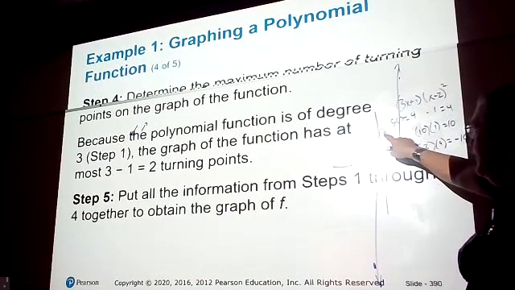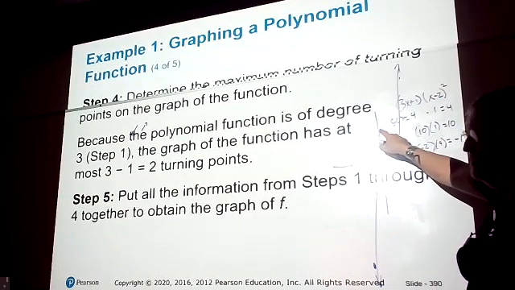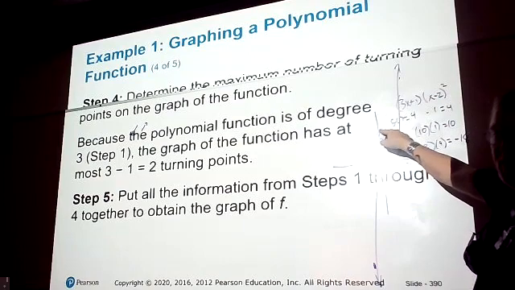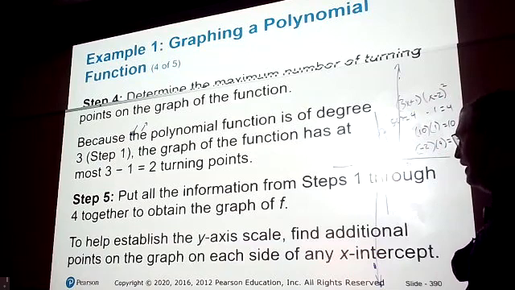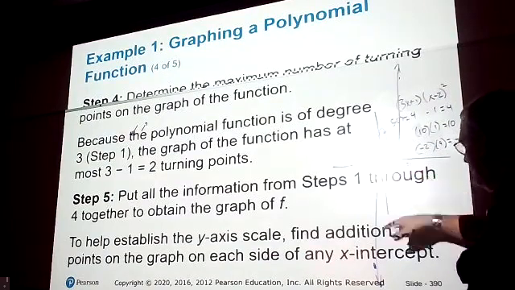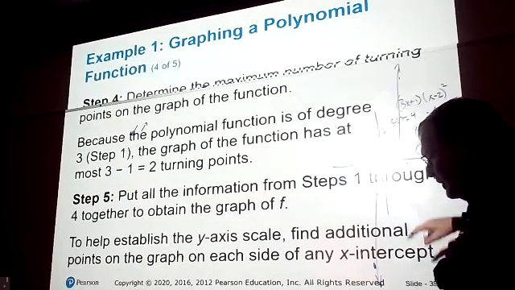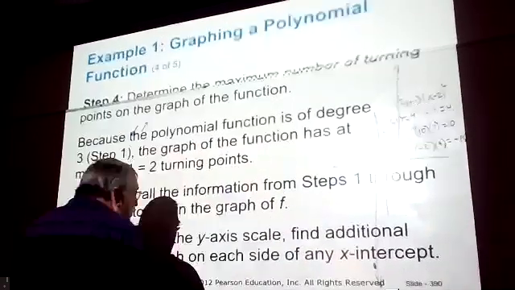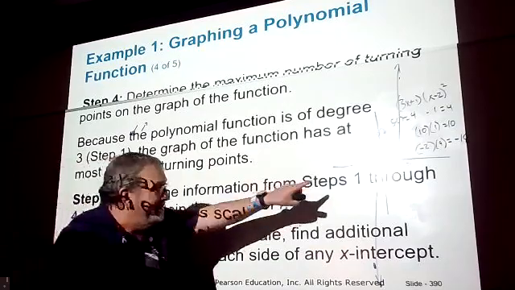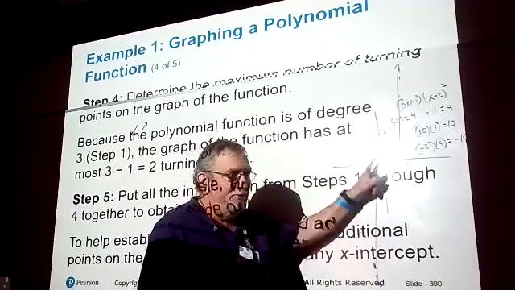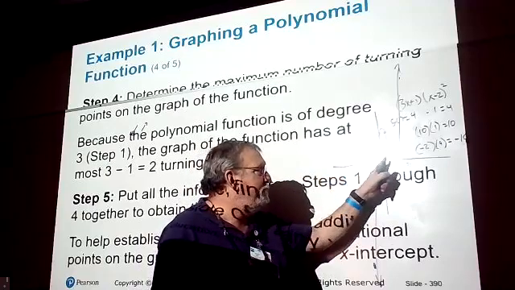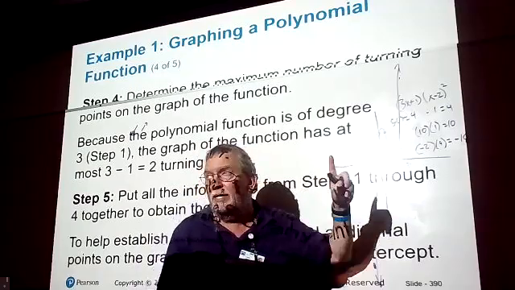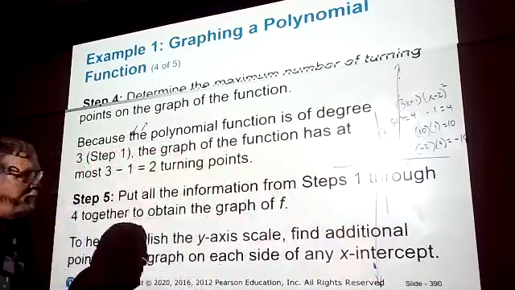I don't even think they're going to find this. I think they plugged in and found the x and y value for the local maximum. Find additional points on each side of any x-intercept, and that's what I did. That's what I always do, and that's what I tell people to do. Find points on either side of the x-intercepts, other than the y-intercept. The y-intercept is between these two x-intercepts, but I mean another point. And so I always do that.